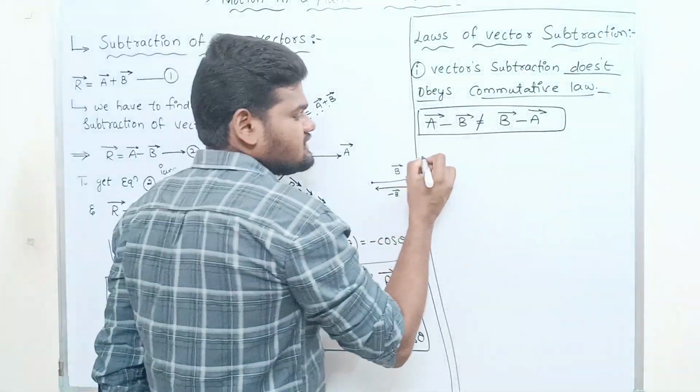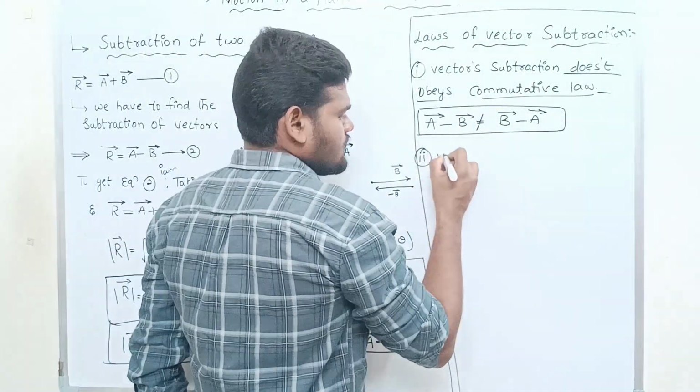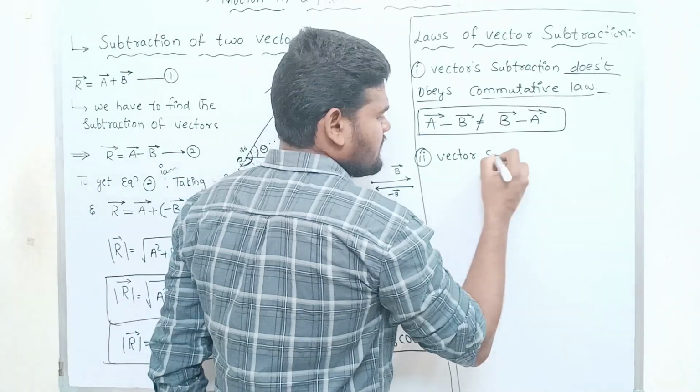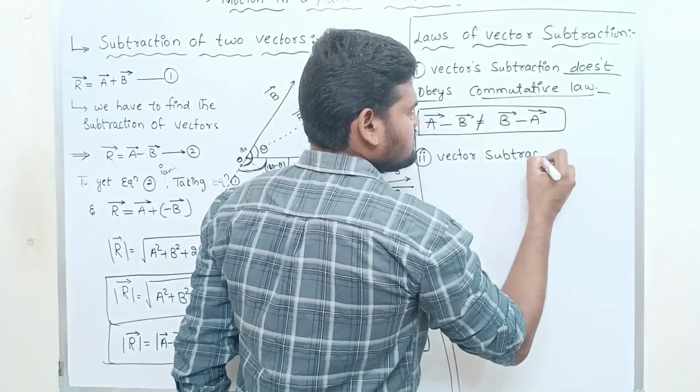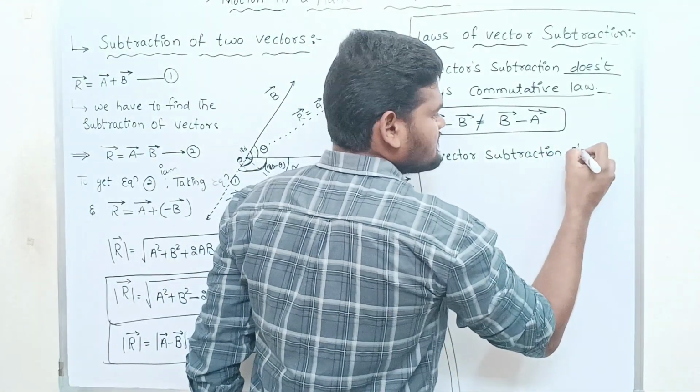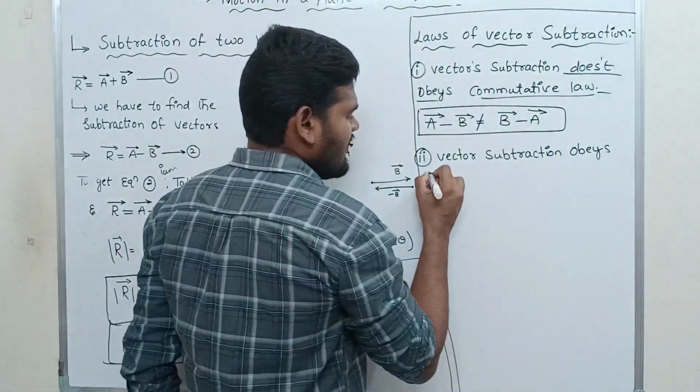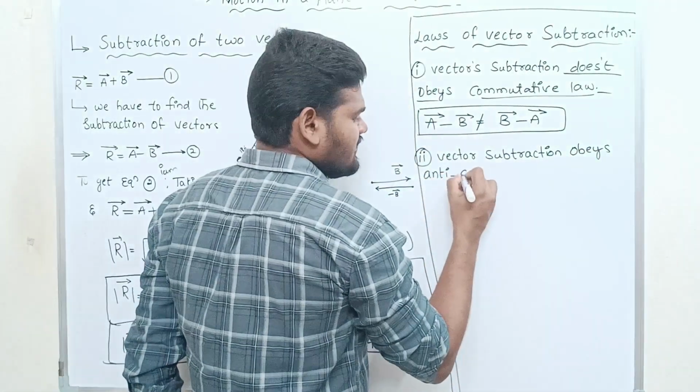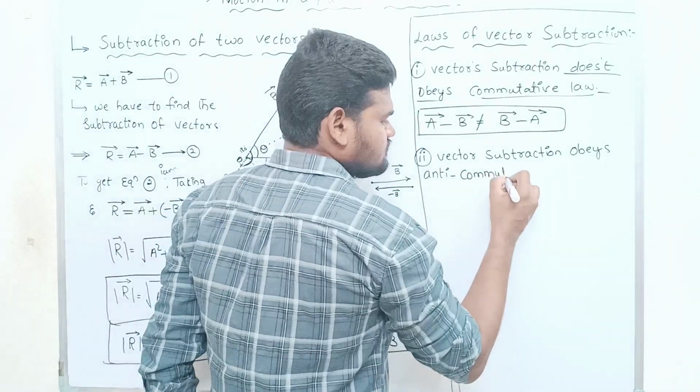Second one: vector subtraction obeys the anti-commutative law.